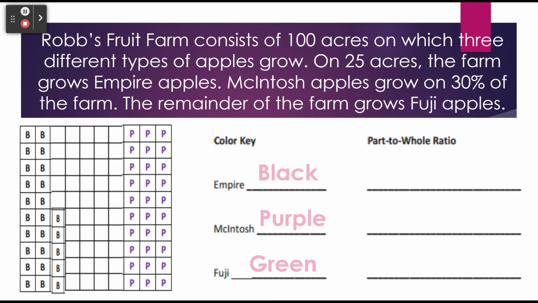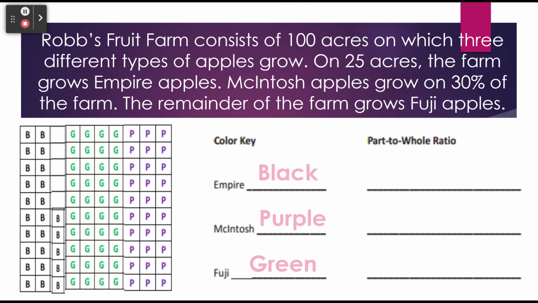Then it says the remainder of the farm grows Fuji. So I know that I have to put my green in the rest. And if I count up my rows, I've made 4 rows of 10 and 1 row of 5 that are green, which is 45. So the total here is 100.